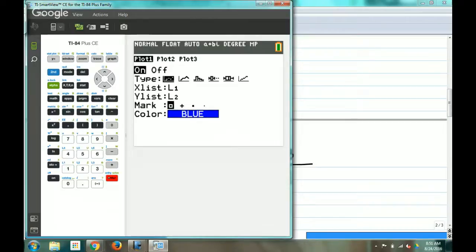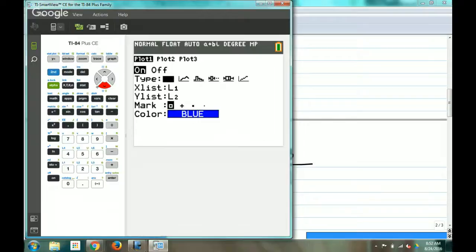Yours may be on, it may be off, but you want to turn it to the on position. And then the next thing it's going to give you is some types. Depending on the version you've got, how many different types you have there. But the first one on every TI-80 whatever calculator is the scatter plot option, and that's the one we want. The next ones are like a line graph, then a histogram, box and whisker plots, 2 different types of those, and then a step graph kind of thing. Then X list, we want L1. Y list, we want L2.